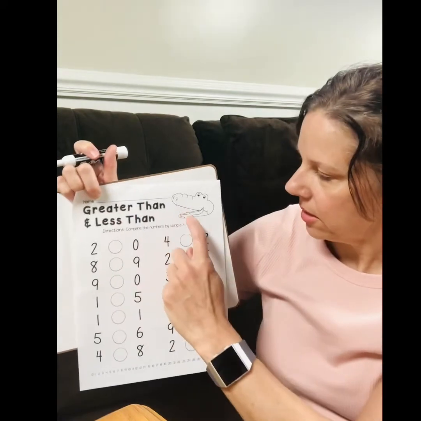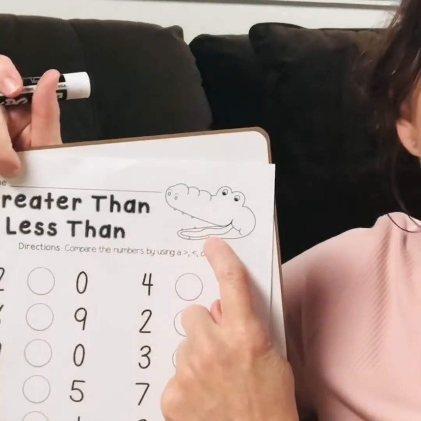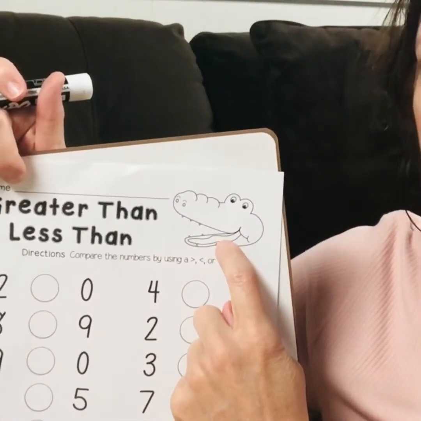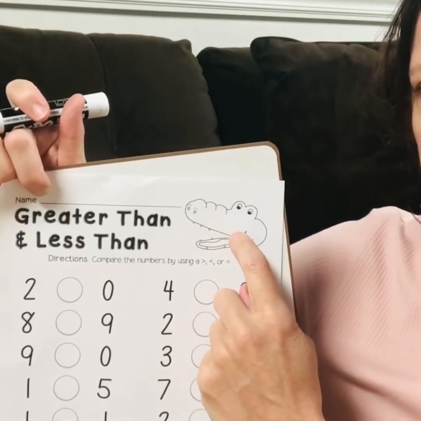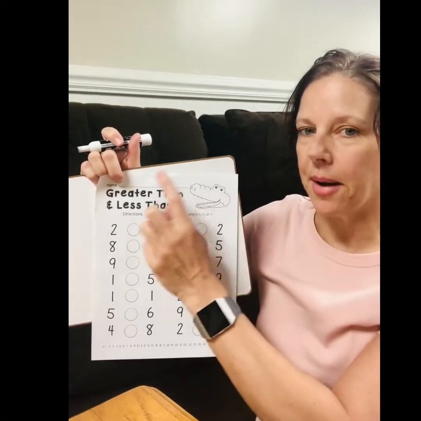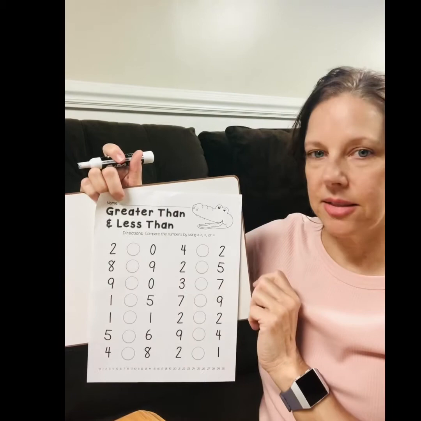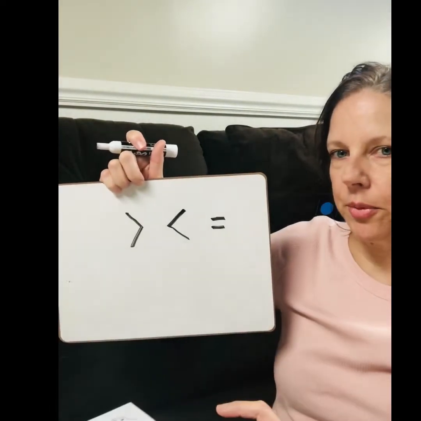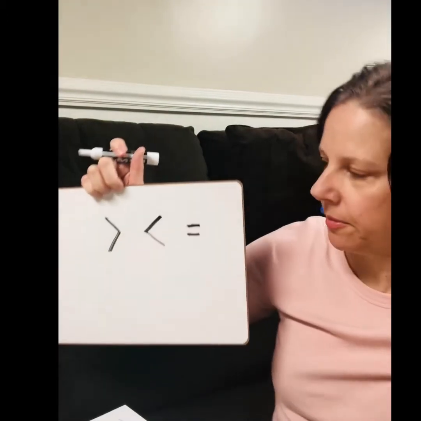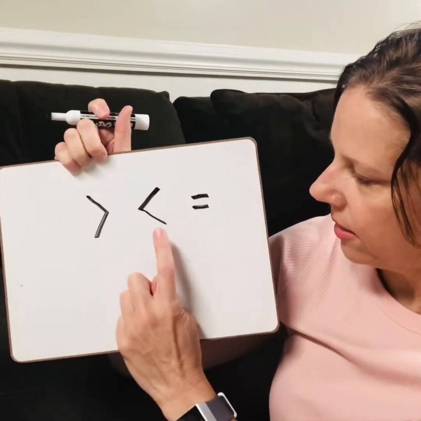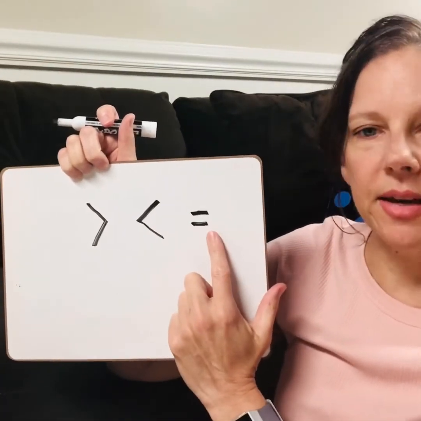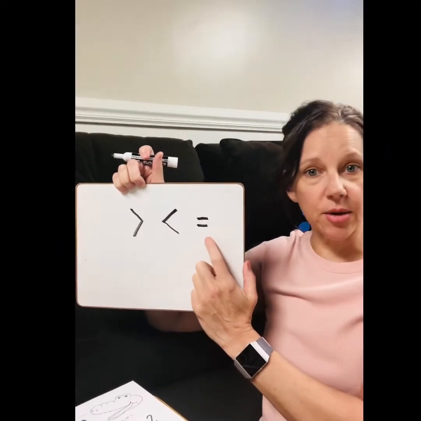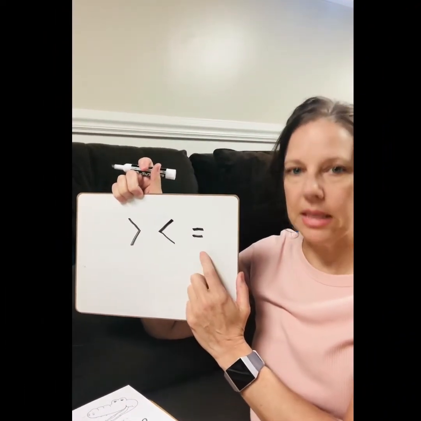I want you to look at this right here. This is an alligator, and this alligator is going to be very important on how to learn about greater than and less than. Okay, so if I go to my whiteboard real quick, here are our symbols. We have greater than, less than, and we have an equal. Let me begin with equal, because equal is the easiest.